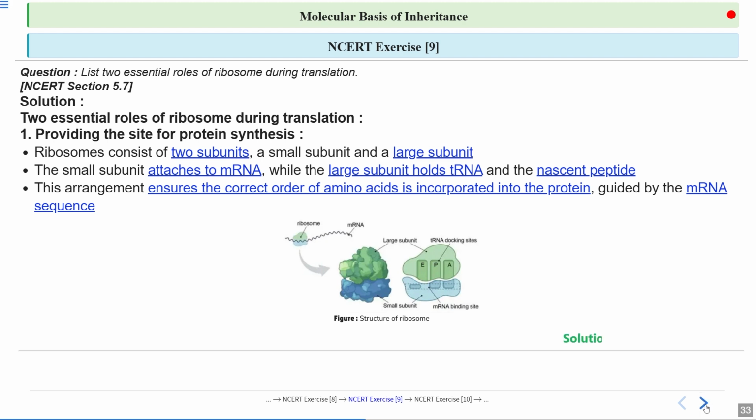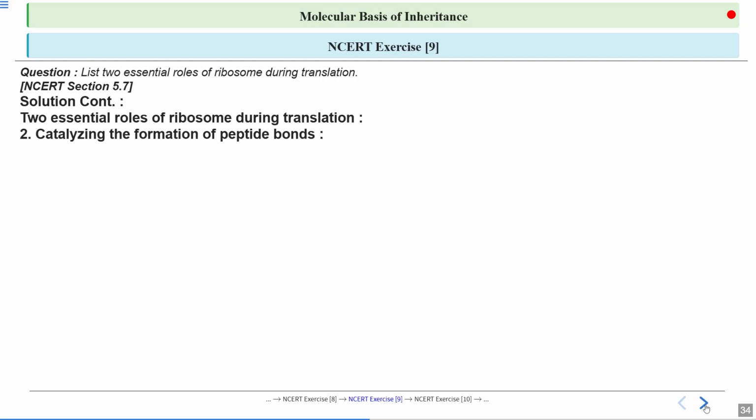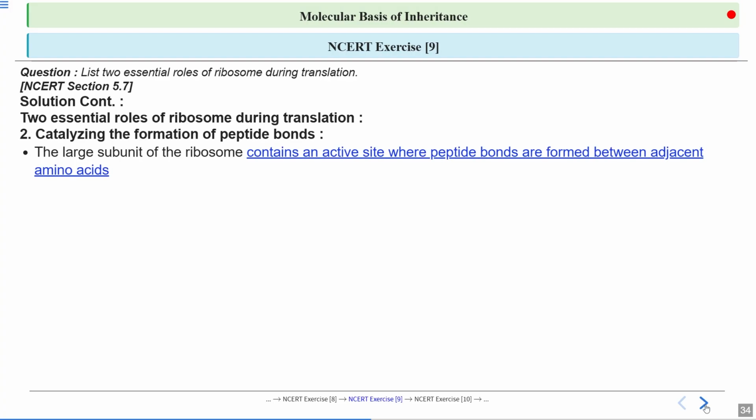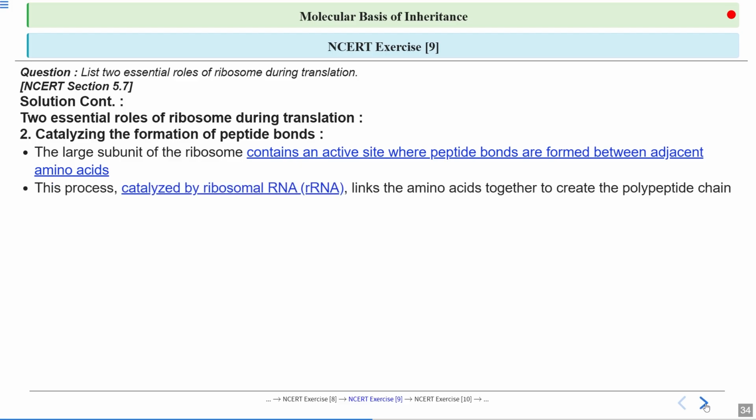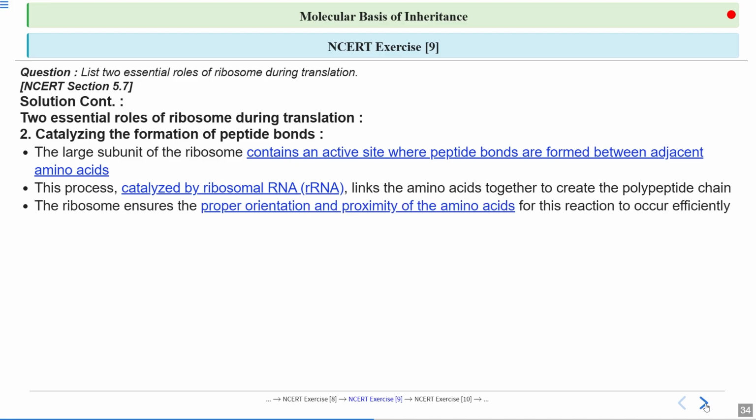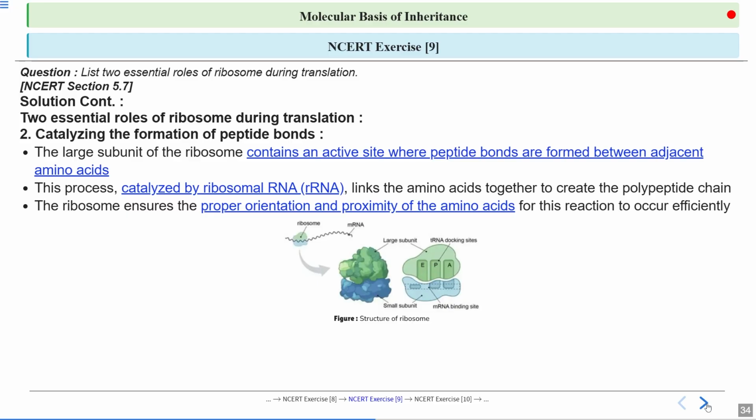Now what is the second role? The second role is catalyzing the formation of peptide bonds. This large subunit of ribosome contains an active site where peptide bonds are formed between adjacent amino acids. This process, catalyzed by ribosomal RNA, links the amino acids together to form the polypeptide chain. The ribosome ensures the proper orientation and proximity of the amino acids for this reaction to occur efficiently.